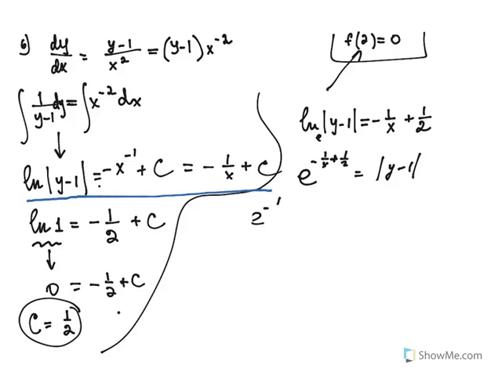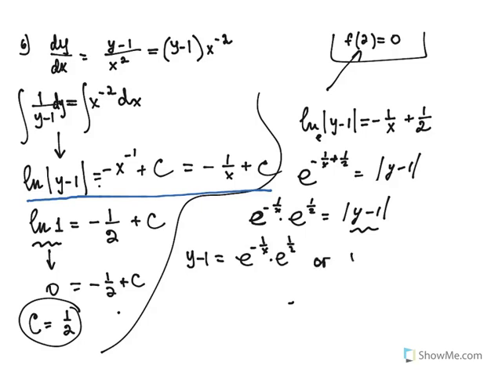Now, it's an addition in the exponent, so we can split it into e to the power of negative 1 over x times e to the power of 1/2 equals the absolute value of y minus 1. You can express e to the power of 1/2 as the square root of e, but that's not necessary. Now, absolute value: we get y minus 1 equals either e to the power of negative 1 over x times e to the power of 1/2, or y minus 1 equals negative e to the power of negative 1 over x times e to the power of 1/2.